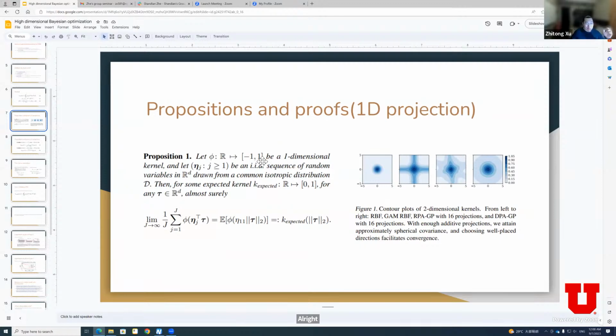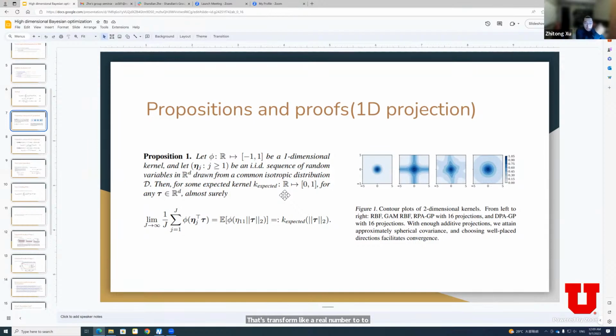So I think proposition one is the most important in this paper. What it is trying to say is, this is for the 1D projection, so D_j is 1. I think they just want to make things easier, and also the 1D result is good empirically. So suppose we have a phi function that is a low dimensional kernel that transforms a real number to negative 1 and 1.